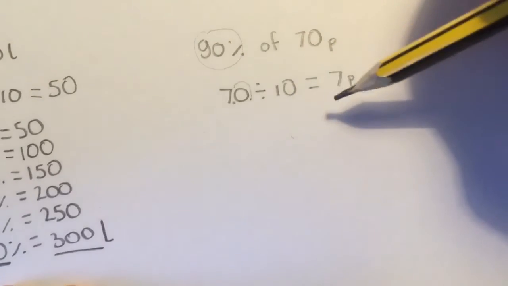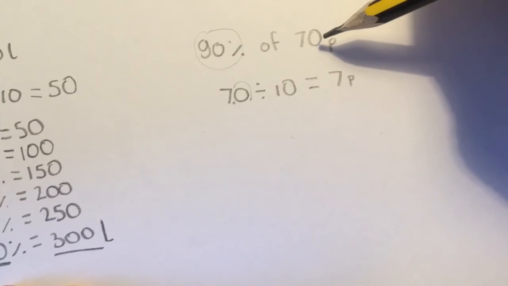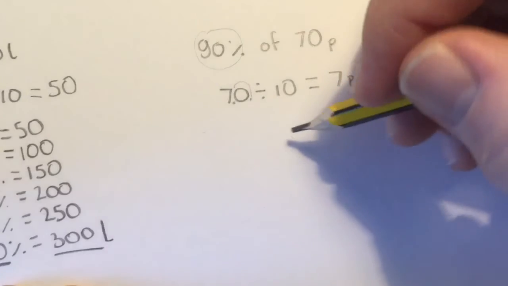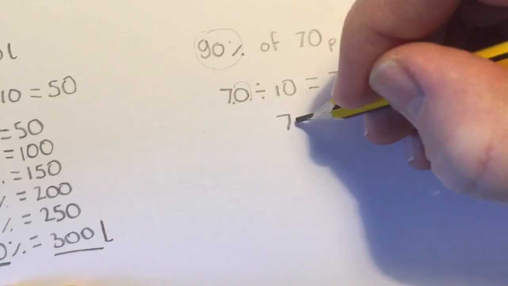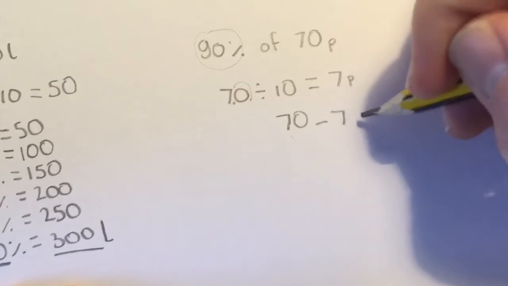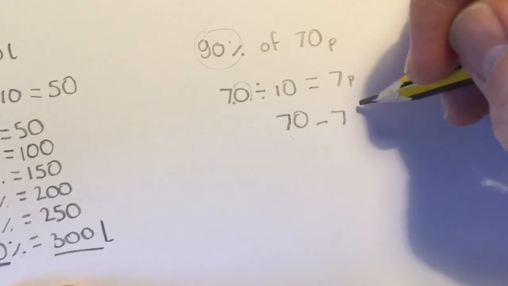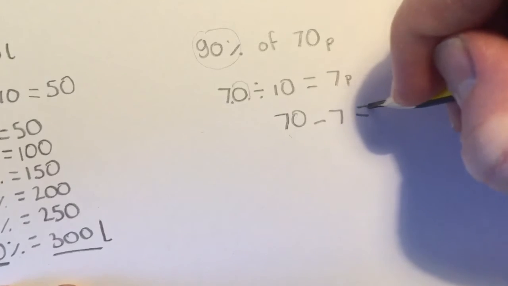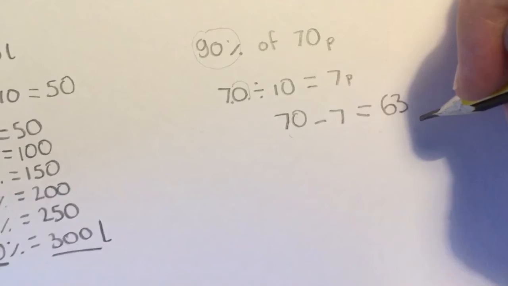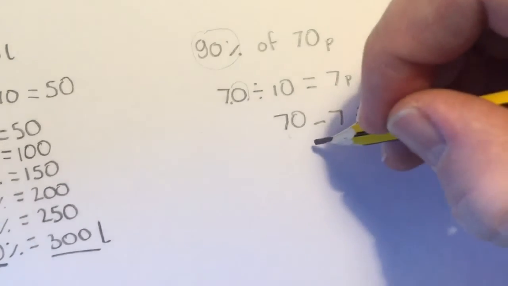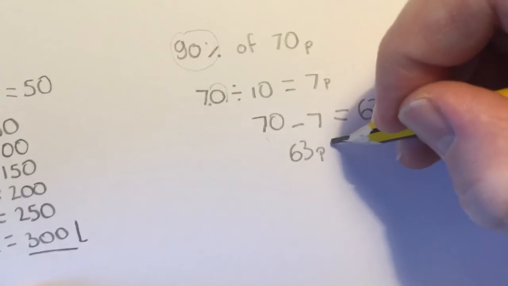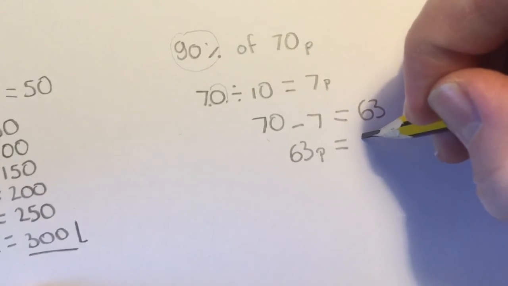So what we can do is we can take 7 pence off our 70p. So if we did 70 minus 7, so minus our 10%, we'd end up with 90%, which equals 63. So 63p equals 90%.